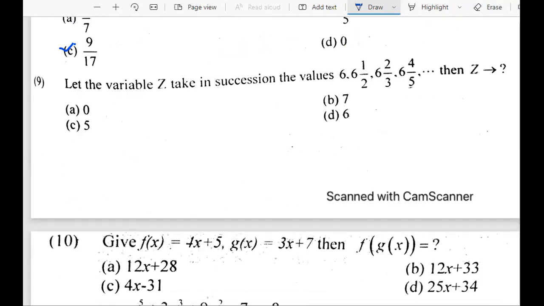It's the ninth question. Let the variable z take in succession the values 6, 6.5, then 6 2 by 3, 6 4 by 5. Now, what do we see? We are seeing that it's starting from 6 and we are getting closer to 7, right? So this means that the answer would be 7. And why is it 7? It is 7 because we're starting with 6, then 6.5, 6.666, and so on. It's increasing like that, and it would become 7 finally. So the value of z would be 7.